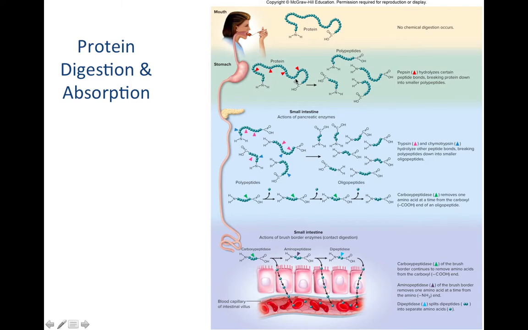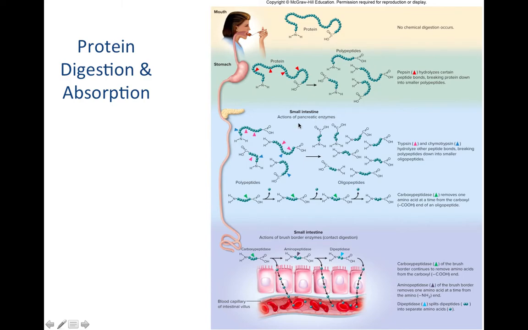When you get to the stomach, now you have hydrochloric acid, which can denature this protein, start to unfold it, and you also have pepsin that can start to cleave some of these peptide bonds. And so you can see in the stomach, you end up with shorter proteins, shorter polypeptides right here.